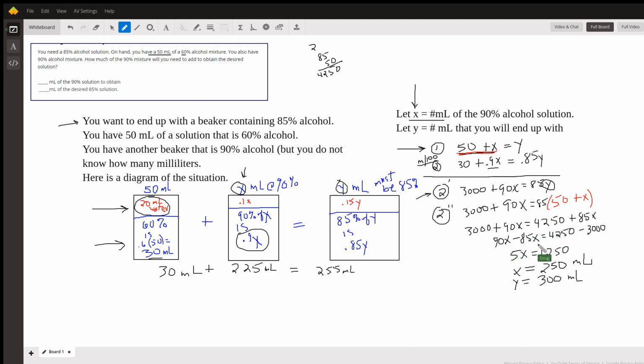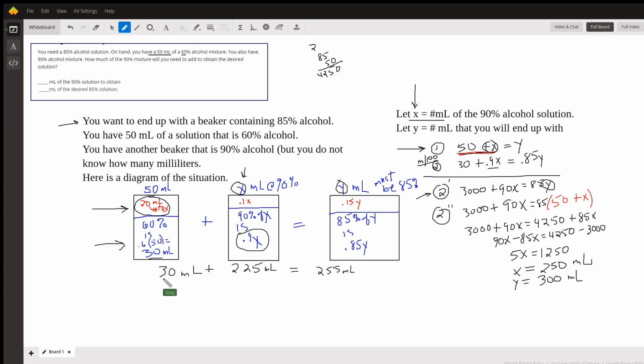I want to get the terms containing X on one side of the equal sign, the constant terms on the other. So I subtract 85X from both sides. That gets the two terms containing X on the left. And I subtract 3,000 from both sides to get this constant term to the other side of the equal sign. Combining similar terms, 5X equals 1250. Divide by 5, X is 250 milliliters. And if X is 250, right here, Y equals 50 plus 250, or 300 milliliters.